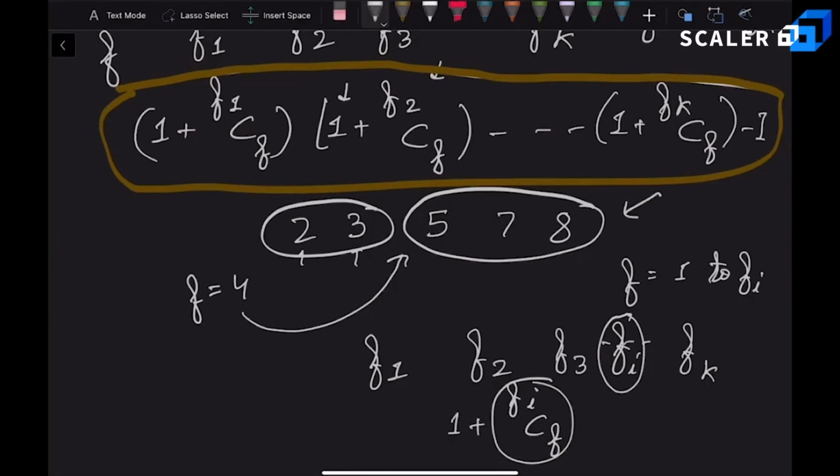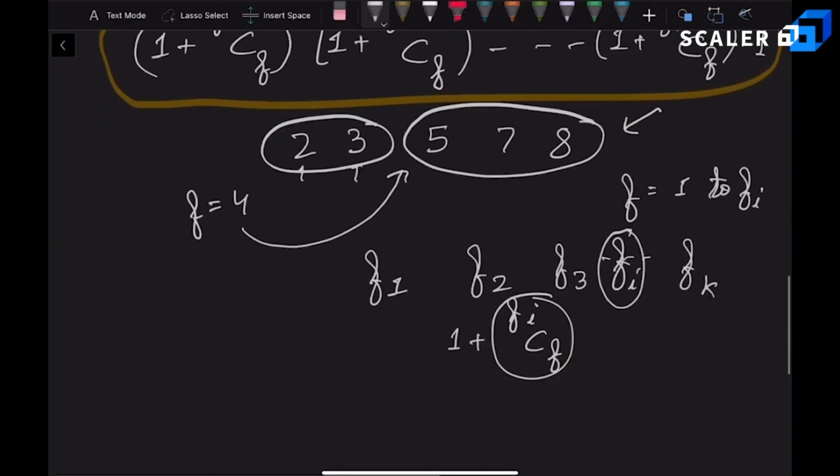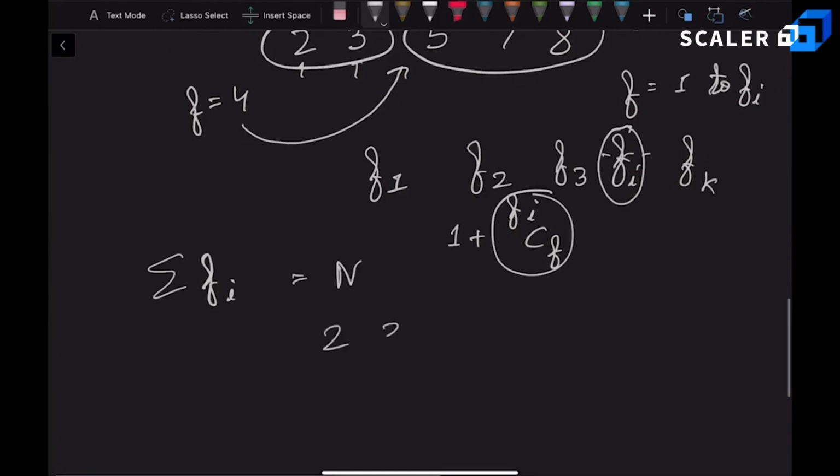As we said here, for f equal to 4, we will ignore 2 and 3. So this fi will only be considered fi times. So our total time complexity will be sigma fi, which is n, because we know that the sum of frequency is n.